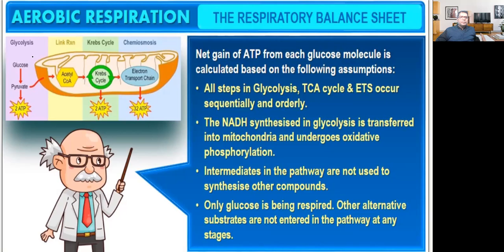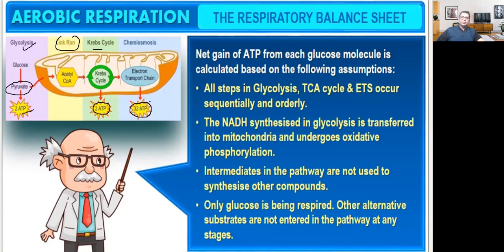So in glycolysis, glucose is converted into pyruvate. Two ATP molecules are produced. Then pyruvate enters into acetyl coenzyme A. No ATP is produced. This is the link reaction. Then acetyl coenzyme A enters into the Krebs cycle. How many ATP are produced? 2 ATP are produced here. And then through the electron transport system, 32 ATP are produced.